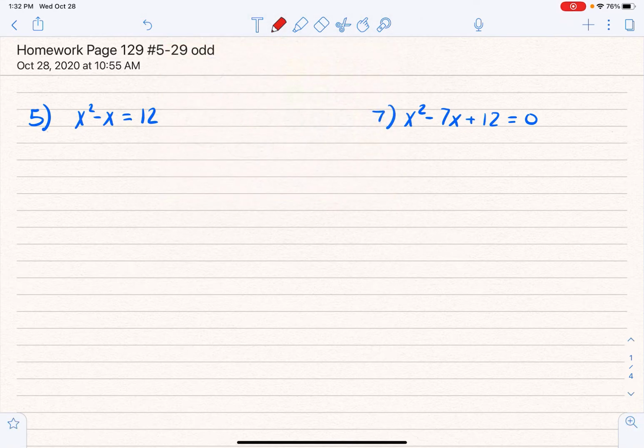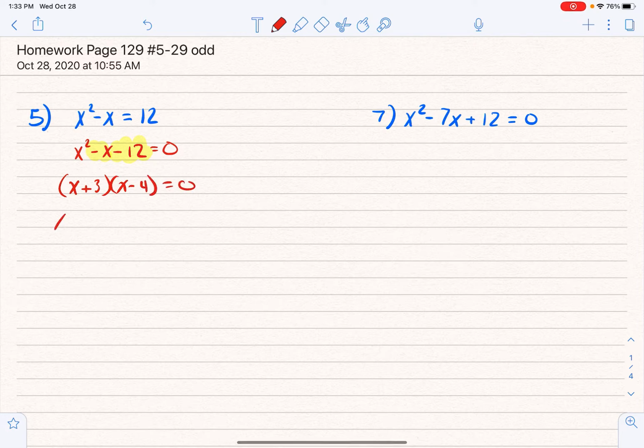number 5, x squared minus x equals 12. Well, I'm going to subtract 12 from both sides and get x squared minus x minus 12 is equal to 0. It's a minus sign right there. And then I'm looking for factors of negative 12 that add up to be negative 1, and that would be positive 3 and negative 4.